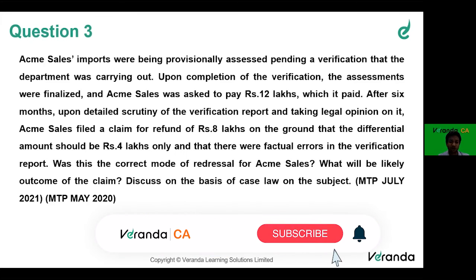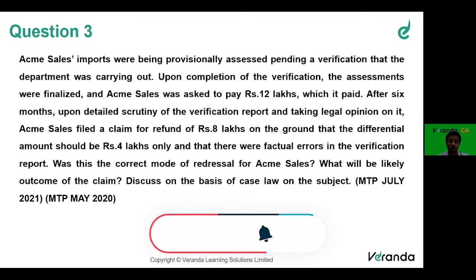So the question is, was this the correct mode of redressal of this problem by Acme Sales? What will be the likely outcome of the claim? Discuss on the basis of case laws on the subject. This provision also we have discussed during our session. Anyways, there's a judgment also, that also we'll see. Anyone wants to?